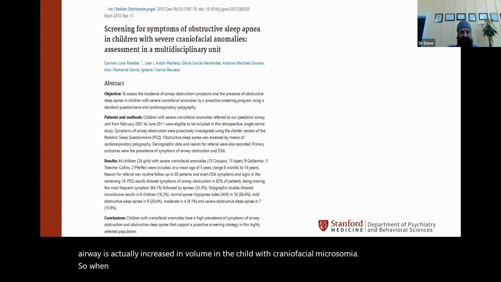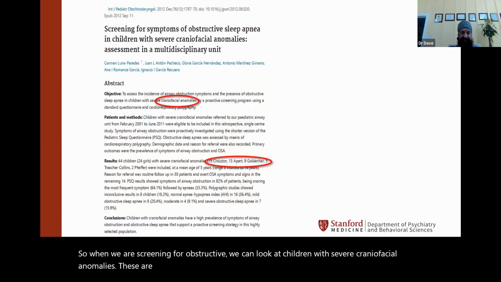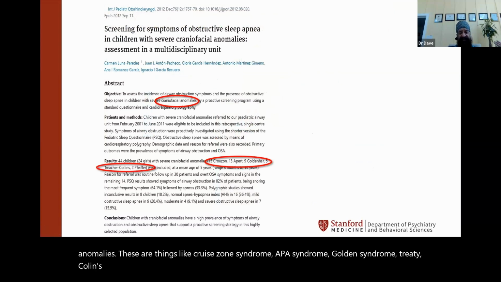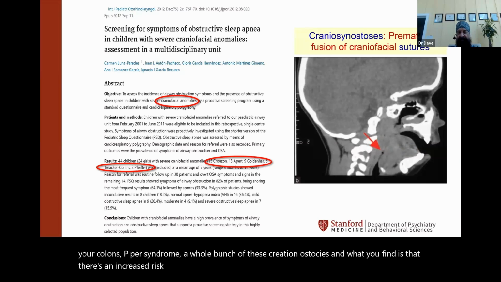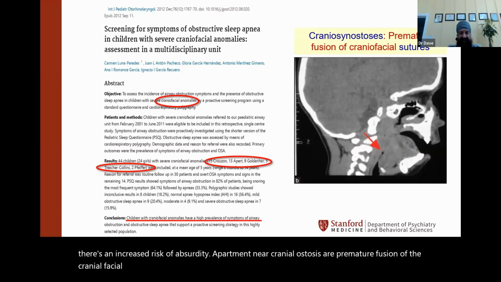So when we are screening for obstructive sleep apnea, we can look at children with severe craniofacial anomalies. These are things like Crouzon syndrome, Apert syndrome, Goldenhar syndrome, Treacher Collins, Pfeiffer syndrome, a whole bunch of these craniosynostoses. And what you find is that there's an increased risk of obstructive sleep apnea. Craniosynostoses are premature fusion of the craniofacial sutures, and you can see that there's a high prevalence of symptoms of airway obstruction and obstructive sleep apnea in these cases.